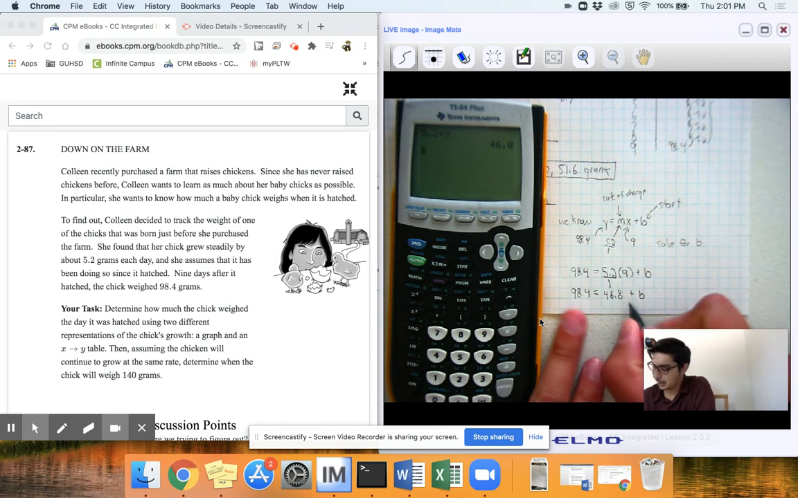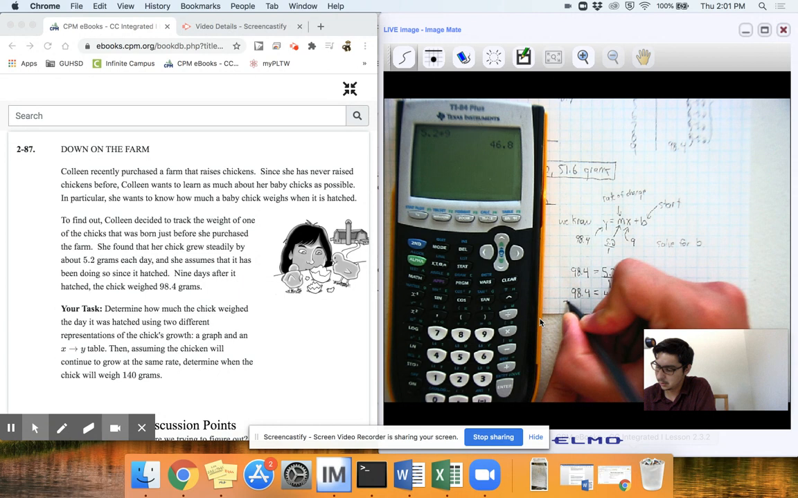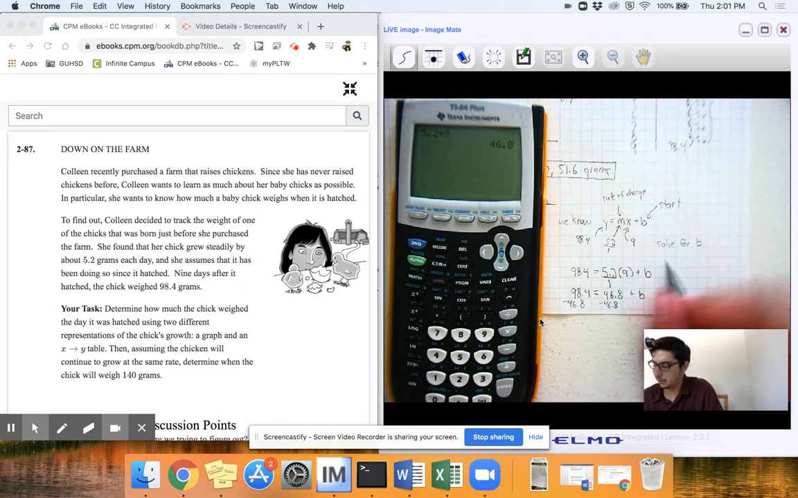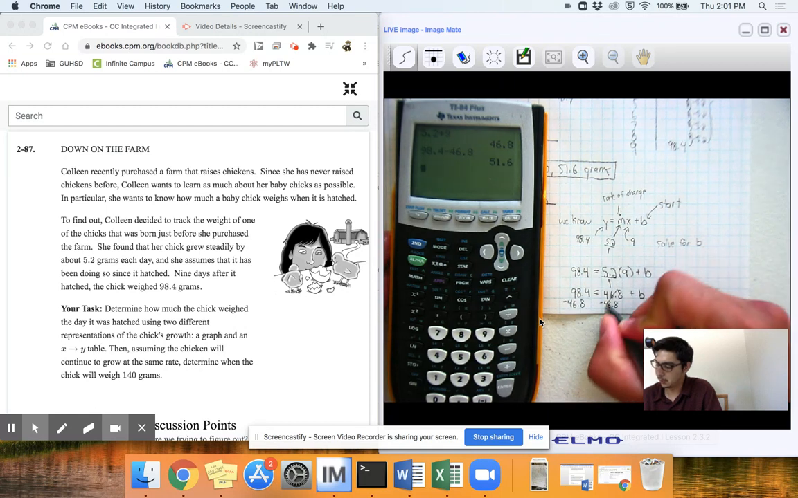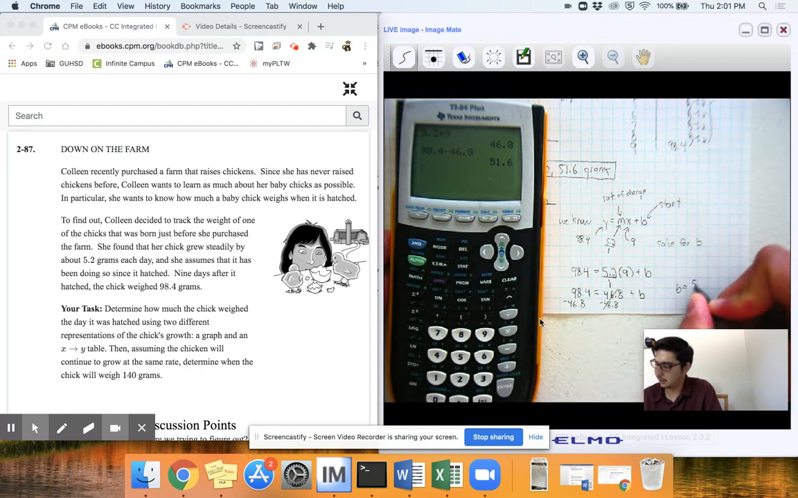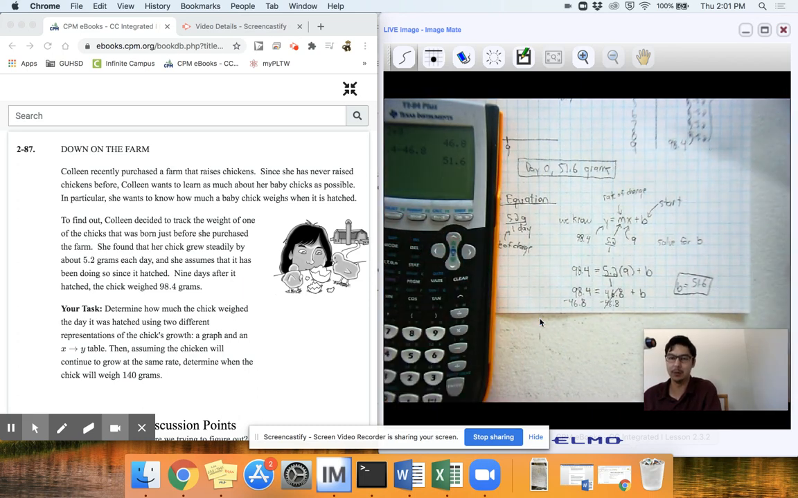And then how do you get b by itself? Well, this is a positive number. The opposite of a positive number is to minus it to both sides. And what do you get if you do 98.4 minus 46.8? This will go to 0, and you're going to get b is equal to 51.6, which notice that was the correct answer that we got from the table.